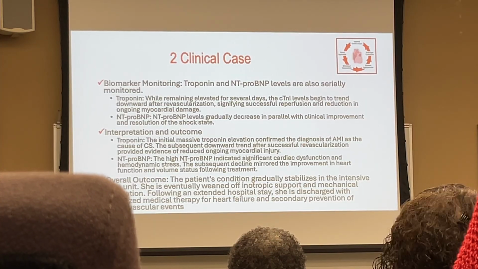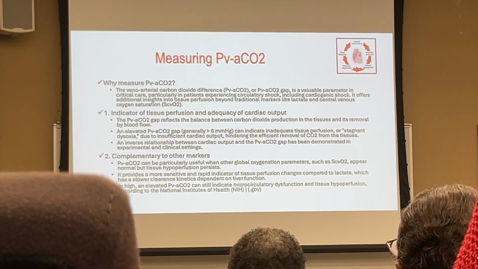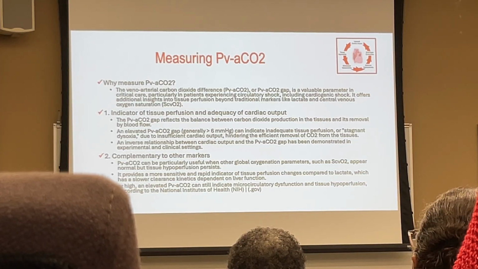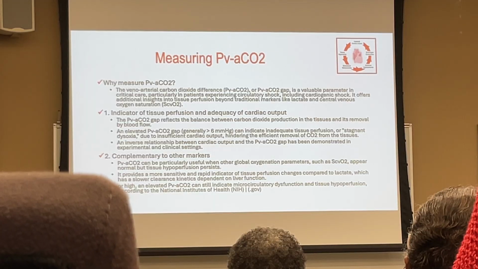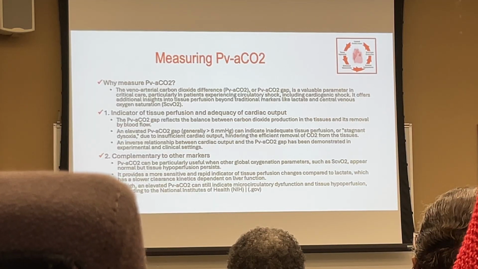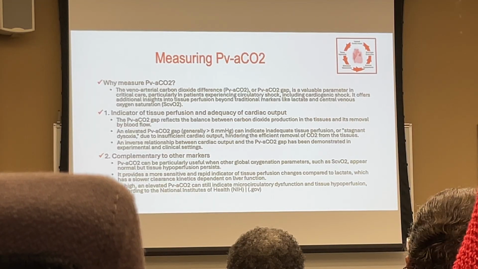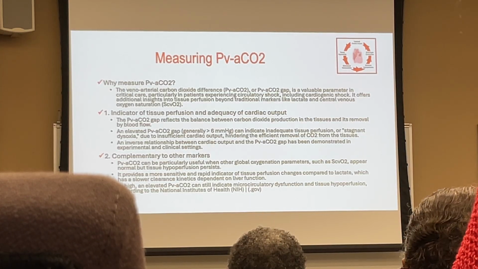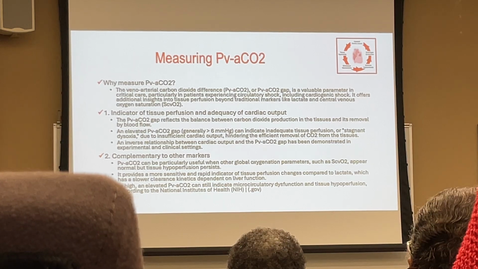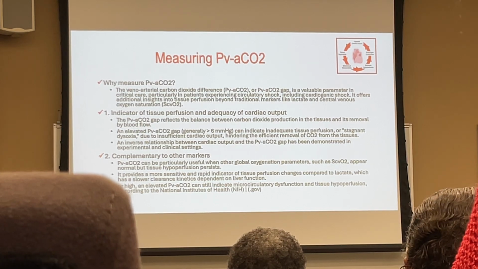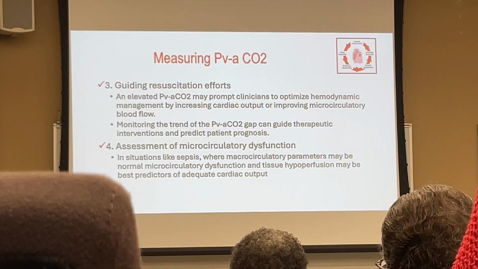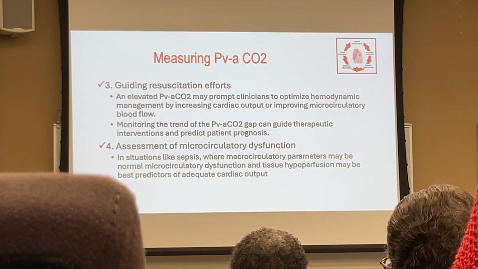So I do just want to mention one last thing, and that is, why do we measure PV minus A CO2? Very, very validated today. Now, the literature will say greater than 6 to 8, but we have a lot of patients that have a gap of about 8. So in our hospital practice, we say greater than 10. Looking at that gap is a very wonderful way for us to evaluate that you have poor cardiac function. And it guides your resuscitation efforts.